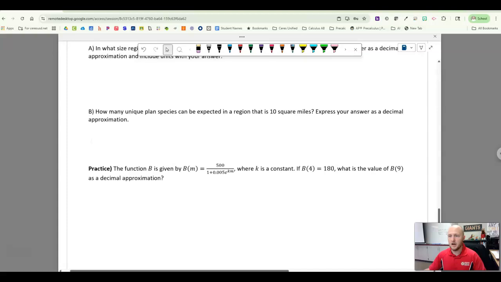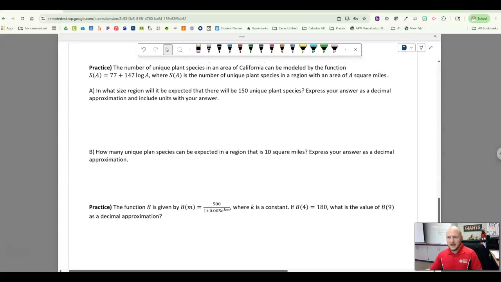Okay, let's look at the very last couple of questions. It's in context, very similar to what we just did, except we don't have to do a regression. So here's a practice problem.